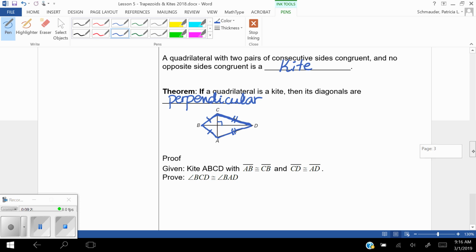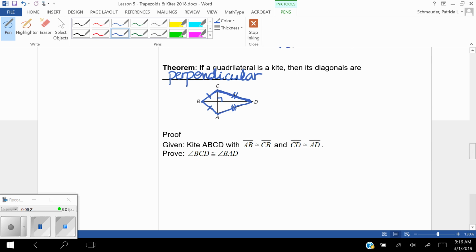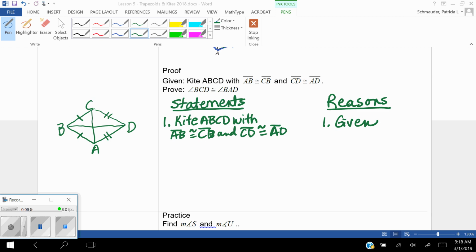Okay, so we got a little proof here. What are we trying to prove? Given kite ABCD with AB congruent to CB, CD congruent to AD, we want to prove, let me mark these in green, we want to prove that angle BCD, this one right here, is congruent to BAD. All right, I'm going to pause and set up my two columns with statements and reasons, and then we'll come back and talk through this.